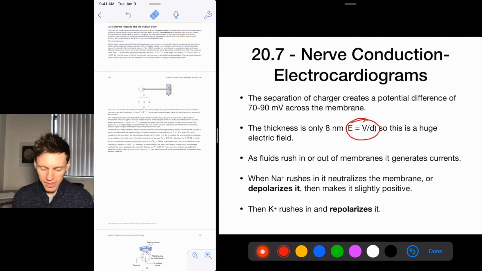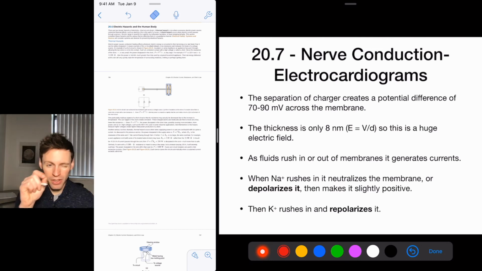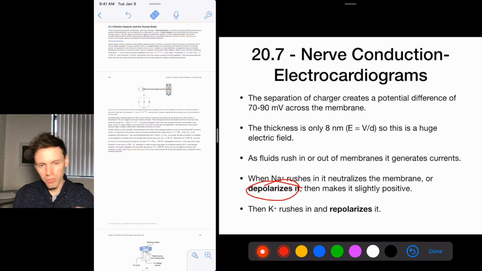And so if you calculate the electric field where the voltage is 70 or 90 millivolts, but the distance is only 8 nanometers, that's a very strong electric field on the edge of a cell. And as these ions move in and out of the membrane, it generates a current, and it'll depolarize when sodium, for example, neutralizes, making it positive, and then potassium will come back in and repolarize it.